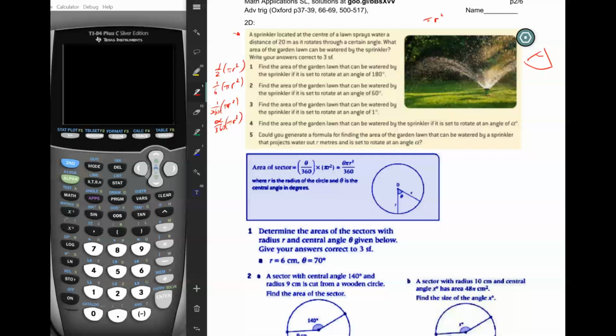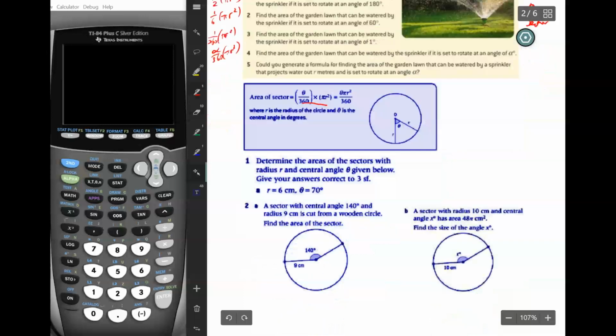Okay? So, number 5, find the formula. We've already done that. It's also written here. Okay? Remember, this formula is if you have the angle in degrees, which we always do in this class. All right. Determine the areas of the sectors, and remember, the pizza slice is called a sector, and we're finding the area of the sector. Determine the areas of the sectors with radius r and the center angle theta given below. Give your answers correct to 3 significant figures.